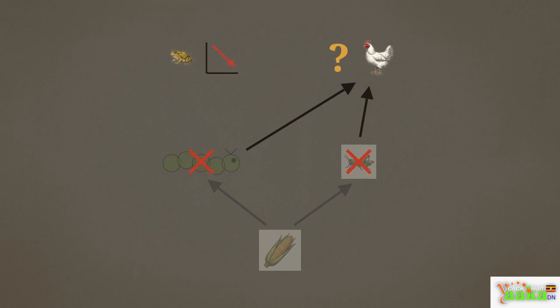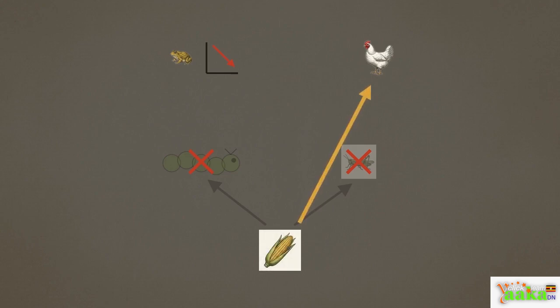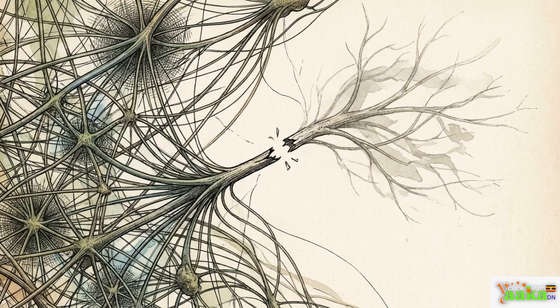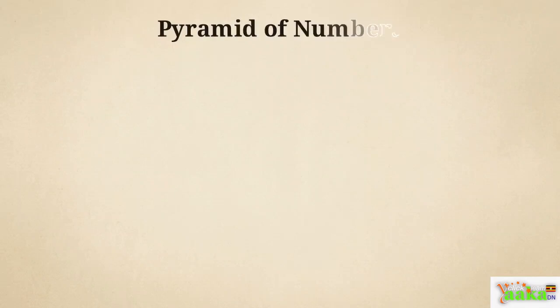Because toads are strictly carnivorous, their only energy path is cut off. They will face starvation or be forced to migrate. Chickens are omnivores. They lose the insects, but they can survive by eating the maize directly, though they might suffer a drop in protein. Erasing even the smallest insect severs the established energy supply lines for the rest of the ecosystem.